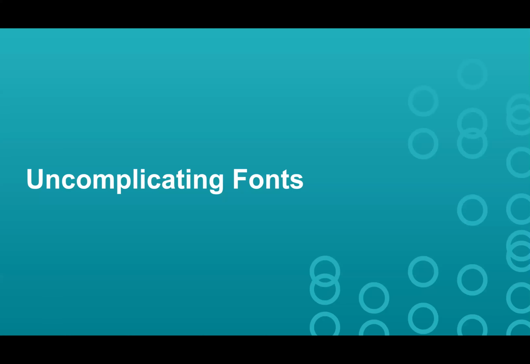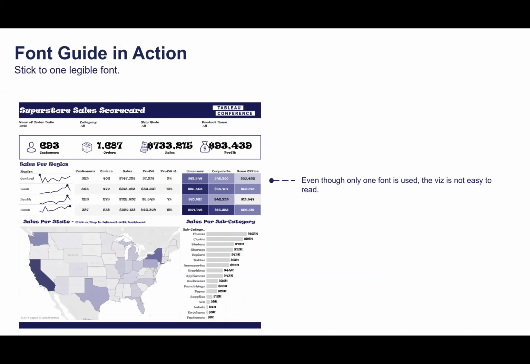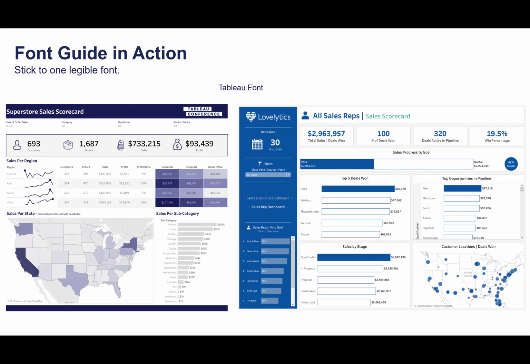So now let's talk about fonts, our last topic. So when you're selecting fonts, the first thing you want to do is make sure you're sticking to one legible font. In this dashboard, even though we've used one font, it's not a very legible font in the dashboard. It's hard to see. It's very bold. It's overpowering. So make sure that whenever you're picking your font, even if it's one font, you want to make sure that it's legible. I typically just stick with the Tableau font. It's the easiest font for me to use.